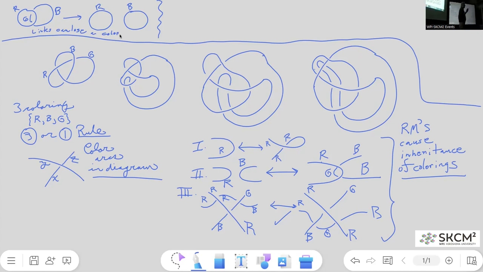But I say that a knot diagram cannot lose a color. If it's colored with three colors, you're not going to be able to make it lose a color. And here's why. Suppose that you had a situation where you thought you were going to lose a color, right? Red here, blue here, green here.